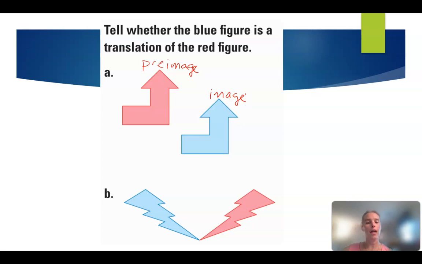So as you look at letter A in this bent arrow, what do you think? Yeah, everything's going in the same direction. It did not turn, it just slid. It moved from up here to down there. So the answer would be yes. Now what about here on the bottom? The red to the blue. Are they still facing the same way, the same direction? No, they're not. So this would not be a translation.